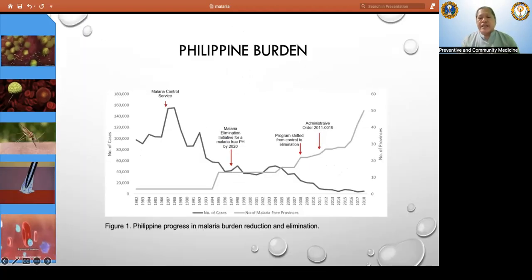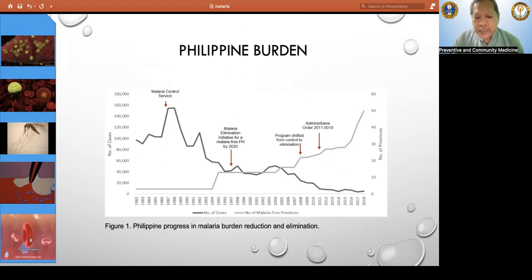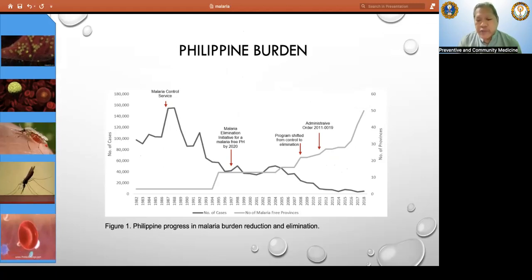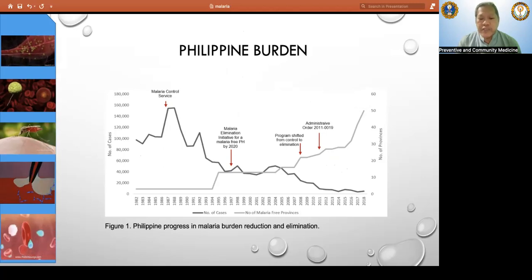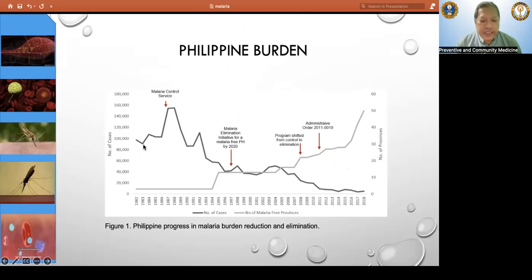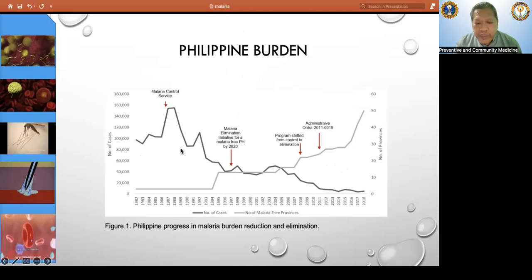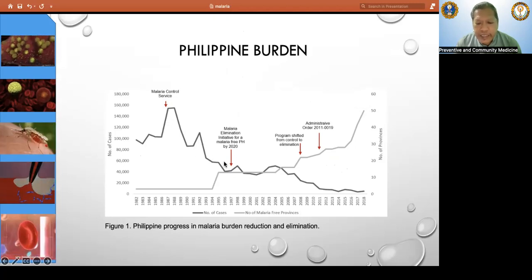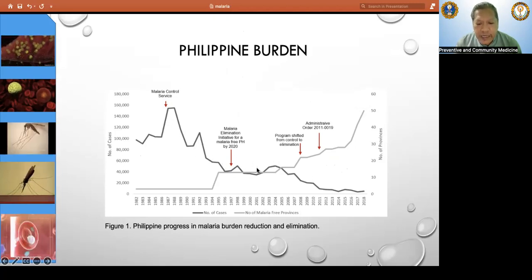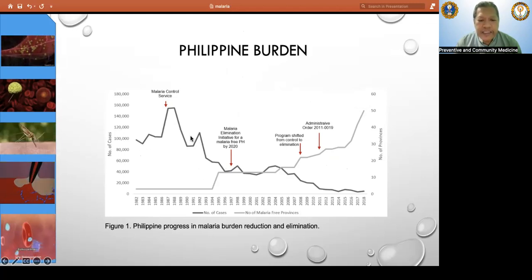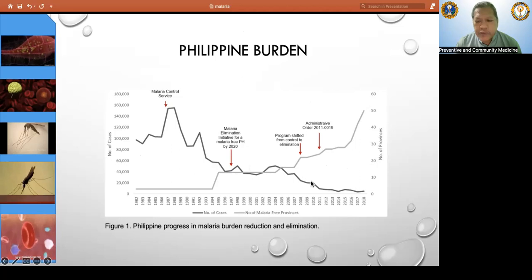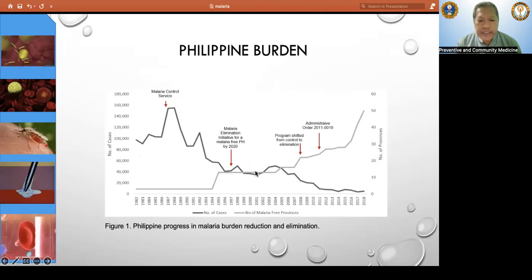Philippine burden of malaria. This is a good figure for malaria incidence for the malaria program in the Philippines. As you can see here, this is the number of cases of malaria in the Philippines. So you can see that it is decreasing through the years. The number of malaria cases is going down.